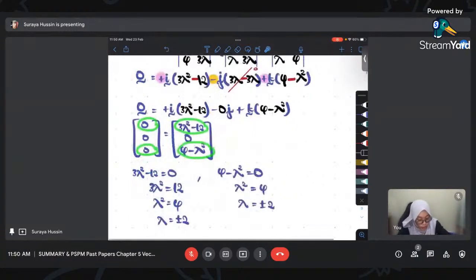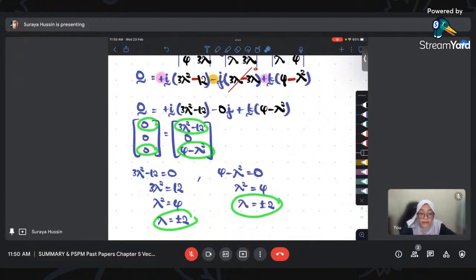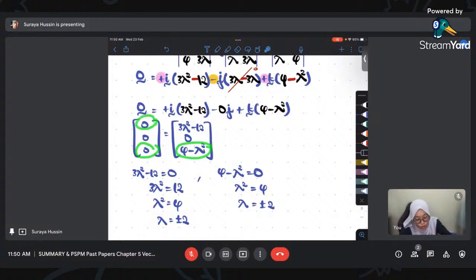So when you do that, you will find out that the lambda is positive and negative 2. Okay? The lambda is positive and negative 2. You buatlah dua-dua untuk bagi you yakin, oh betul lah aku buat dua-dua belah pun, aku buat dua-dua comparison pun, aku dapat jawapan yang sama. So, you confident jawapan ni betul. You buat je dua-dua. Alright?